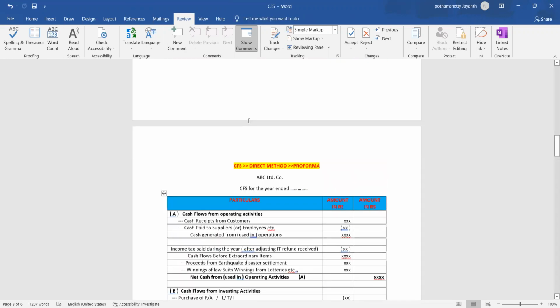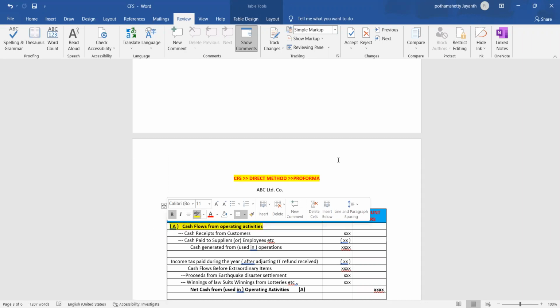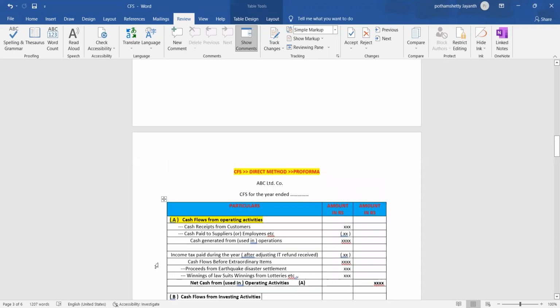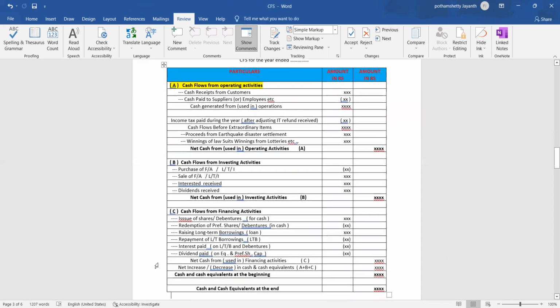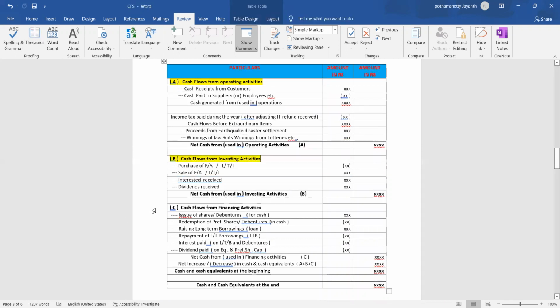So first, under the direct method, is cash flow from operating activities. A is cash flow from operating activities. B is cash flow from investing activities. And C is cash flow from financing activities. These are the three things. How many are there? Totally three, sir. Okay.